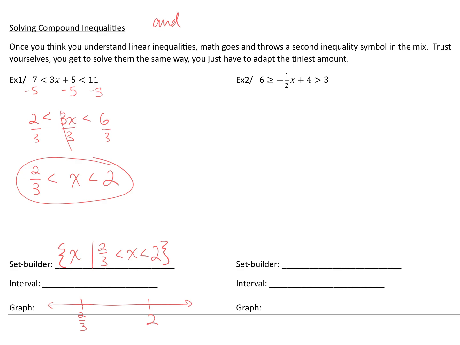An inequality of strictly less than both times means we will use open dots both times. And we will shade between these open dots because that's where the x is. It's saying x is any number between these two numbers, so we shade between.